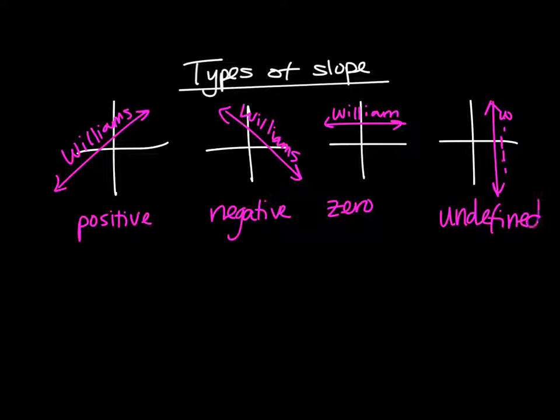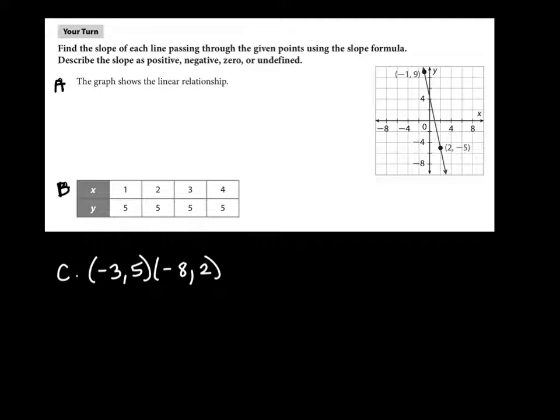I actually once had a teacher that made me think about if you were to ride your bicycle, right? You can't ride your bicycle straight up a wall or straight down a cliff. I mean, you can, but that's not going to end very well. So because we can't ride our bicycle well up a cliff, that's going to be undefined. Okay, so let's practice trying to find slope in these different formats.